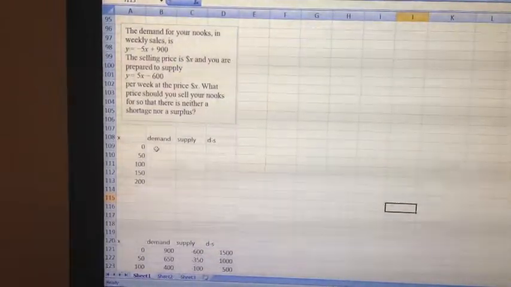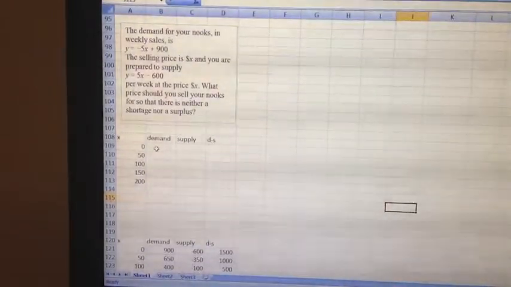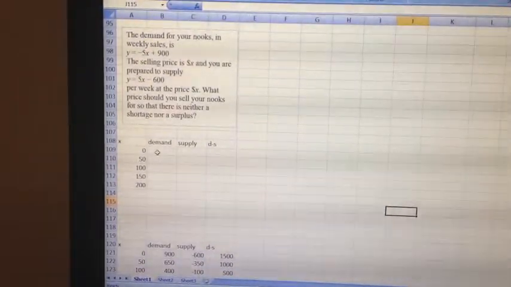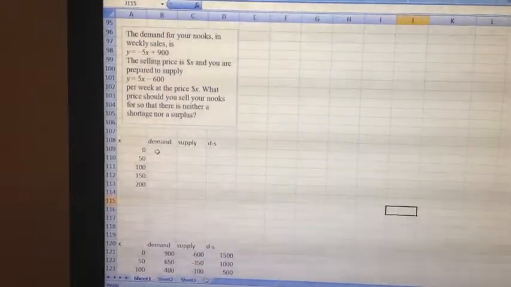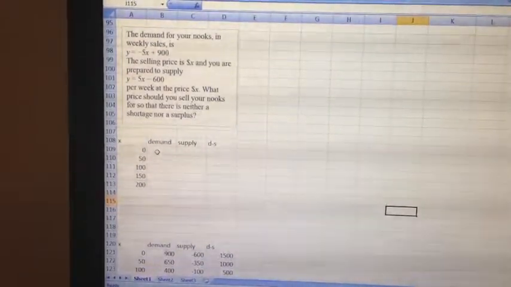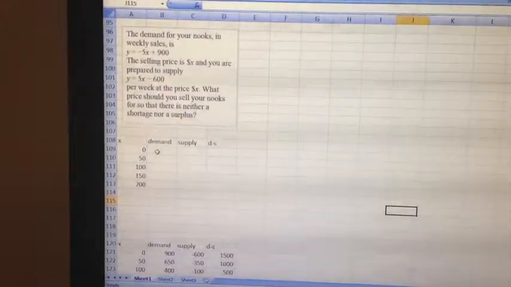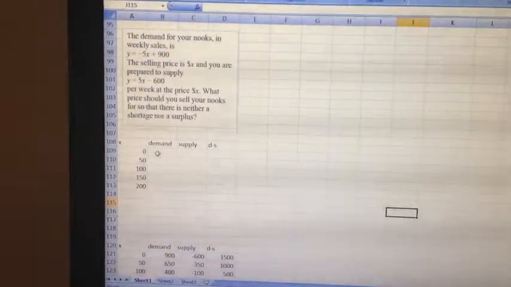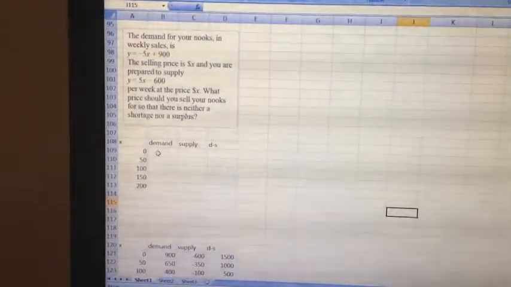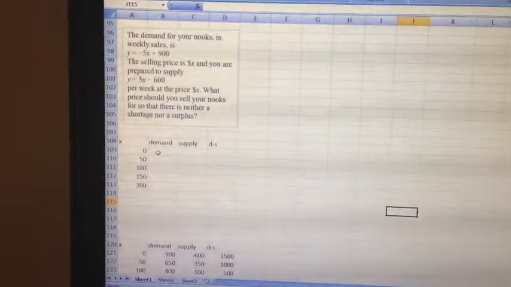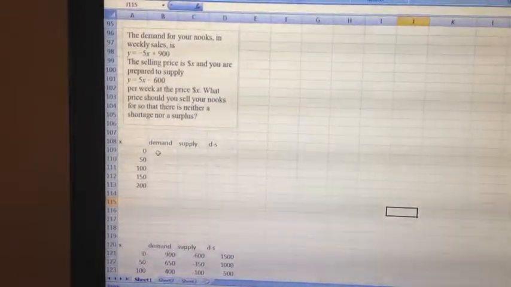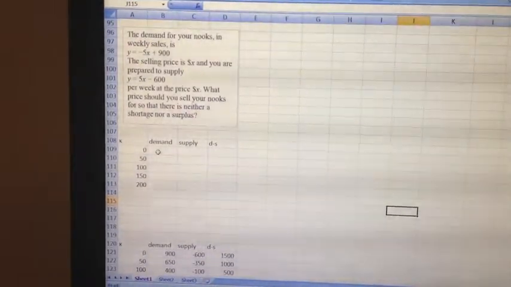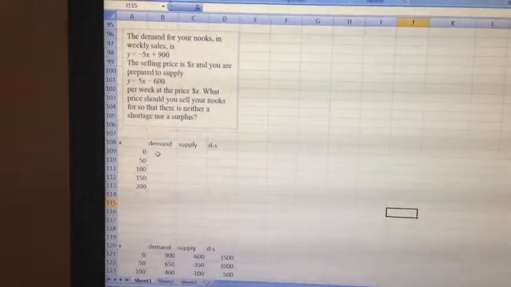We now have another cost function problem. This problem is called an equilibrium price problem. So it says, the demand for your Nooks in weekly sales is y equals negative 5x plus 900. The selling price is X dollars, and you are prepared to supply y equals 5x minus 600 per week at the price of X dollars. What price should you sell your Nooks for so that there is neither a shortage nor a surplus?